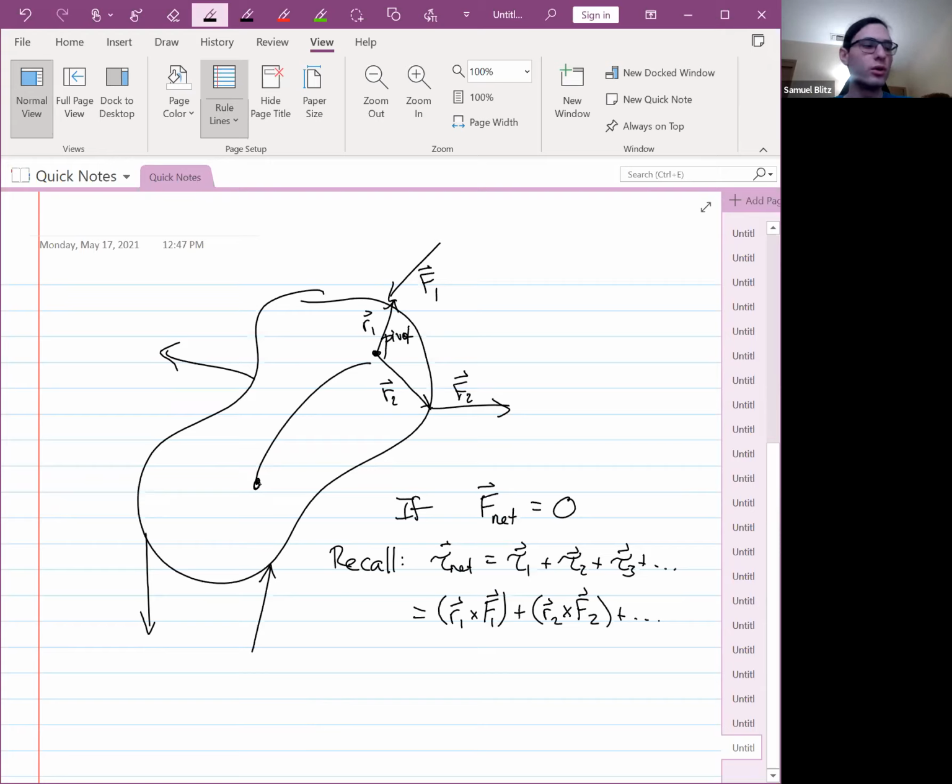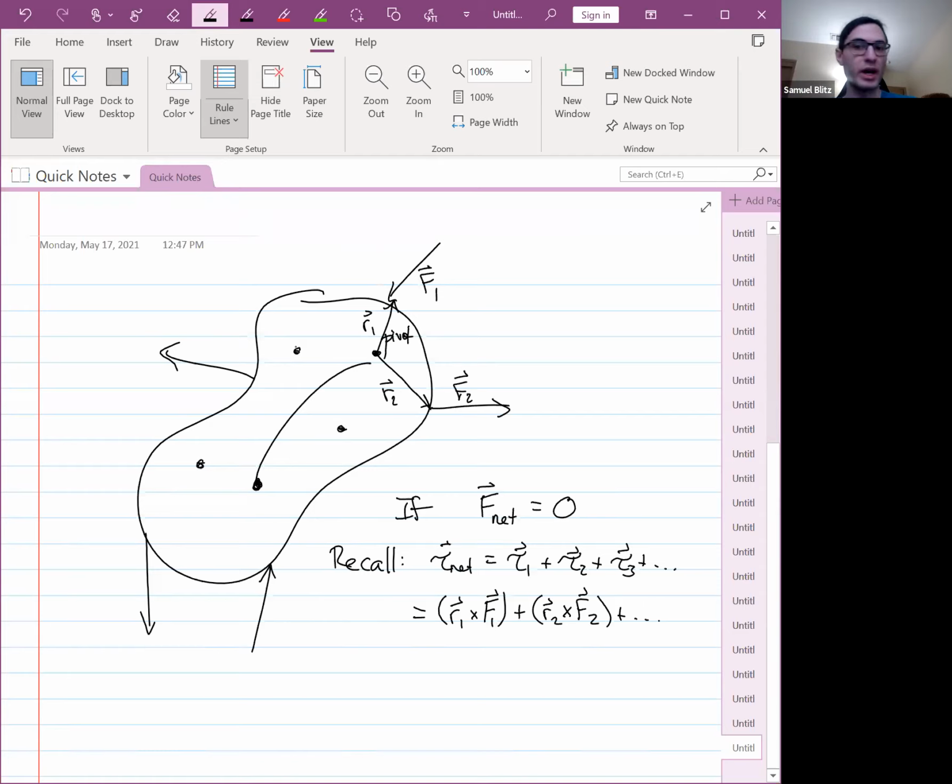What if we knew that the net torque was 0 for every possible choice of pivot point? Let's say the net torque was 0 if the pivot point was here, or here, or here, or here. What does that tell us about the net force? How can we relate these concepts by knowing things about either the net force or the net torque? Again, that will be a homework problem. I just wanted to introduce that idea to get you thinking about it.